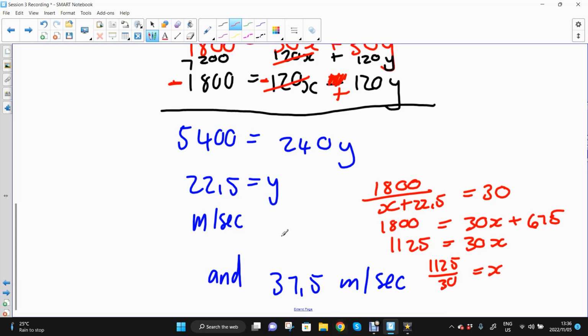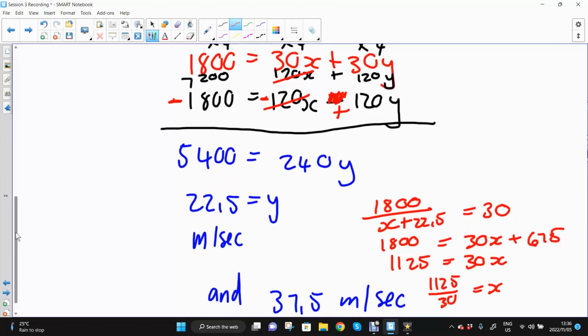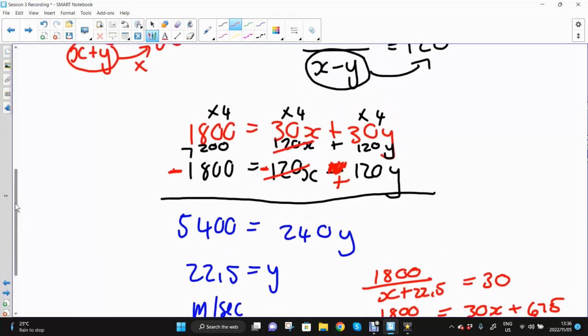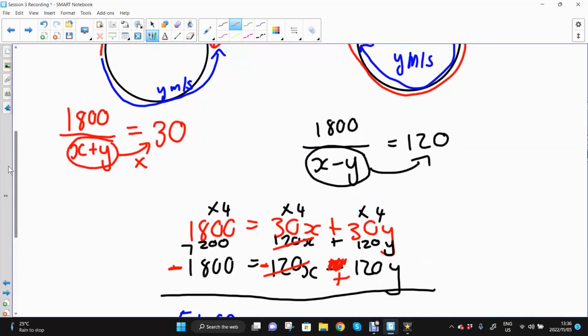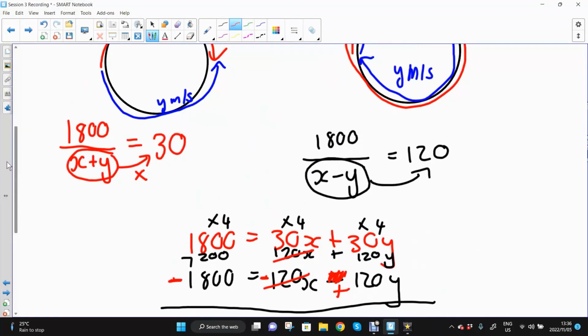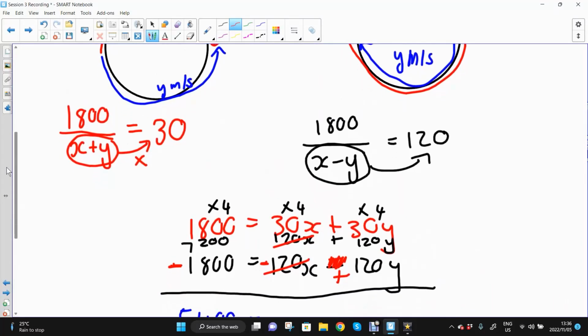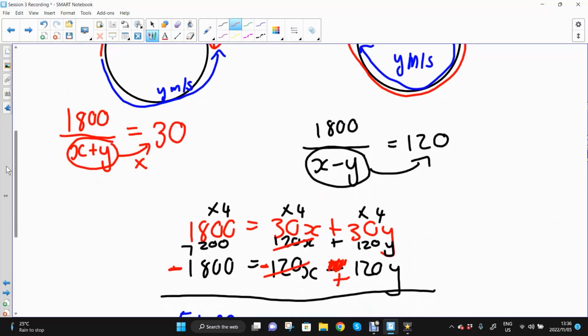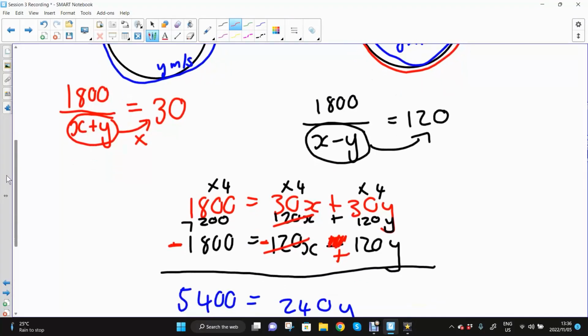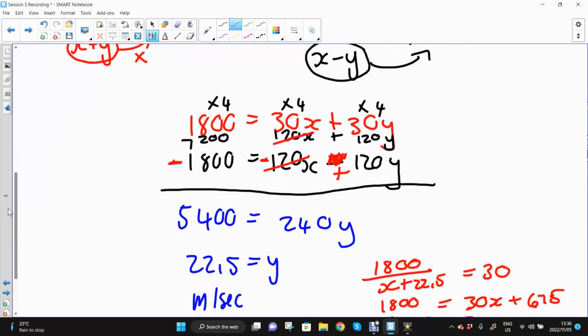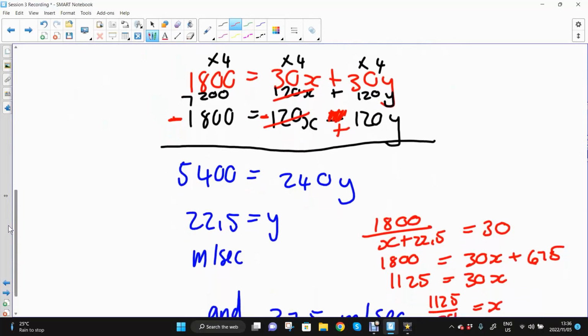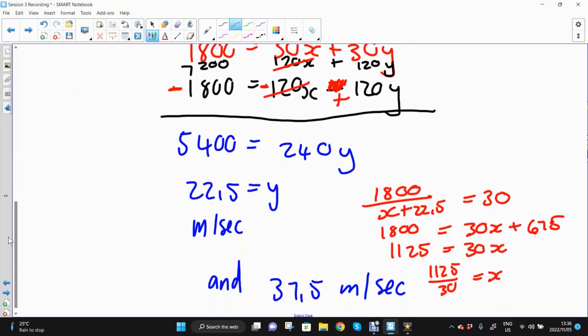So these are the two speeds of your two cars. And the algebra here is a little bit complicated. We call this simultaneous equations, solving the equations together by using the method of elimination. You can also use substitution, but I just wanted to do this in the shortest way possible. So that is it.